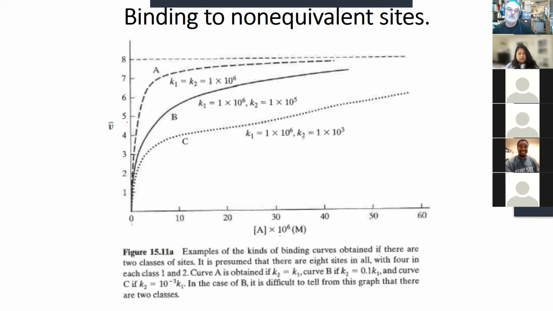So that's really 1 class of sites. It would just look like a normal saturation binding curve that approaches 8. But imagine that K1 is 10 to the 6th, K2 is 10 to the 5th. Then the curve would look different. It would approach n equals 4 for the first binding constant, but then there would be a more gradual, weaker binding event. And so it would have this sort of extended form that by eye is a little bit difficult to sort out.